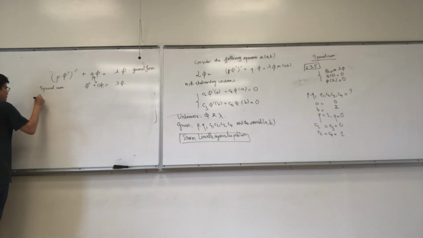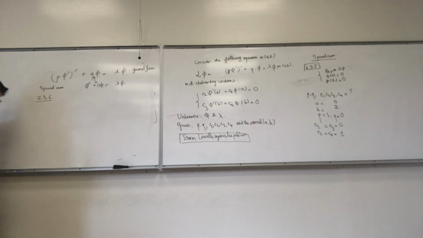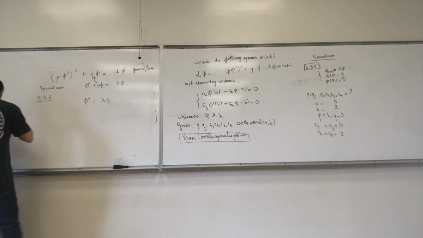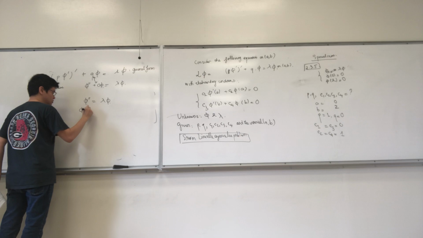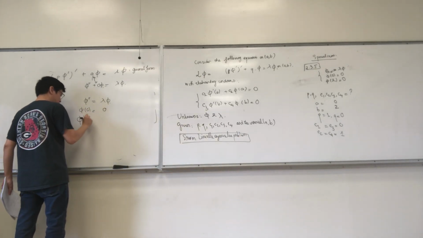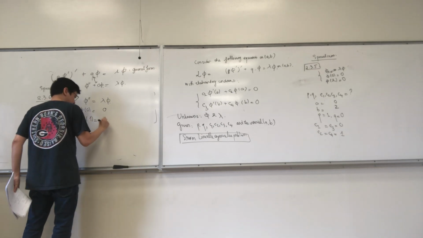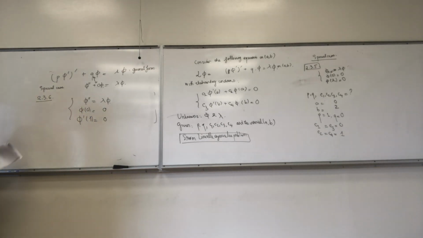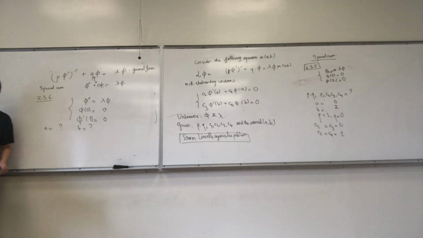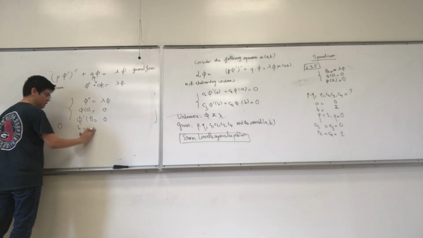Right. So now I have another example that we considered in the previous class. We have phi second is lambda phi. Phi at 0 is 0 and phi prime at 1 is 0. All right, in this case, what are the values of A and B? So A is 0 and B is 1, right?